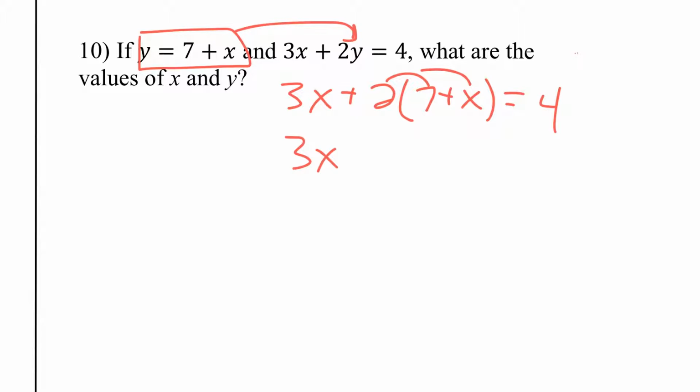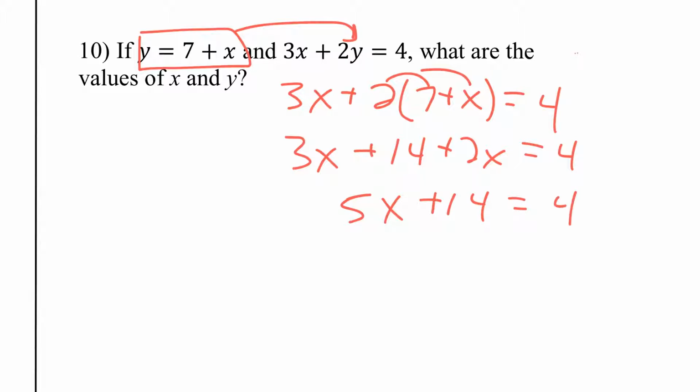I'm going to distribute the 2. Combine like terms. Going to subtract 14 from both sides of the equation. Divide by 5, and we get x is negative 2.